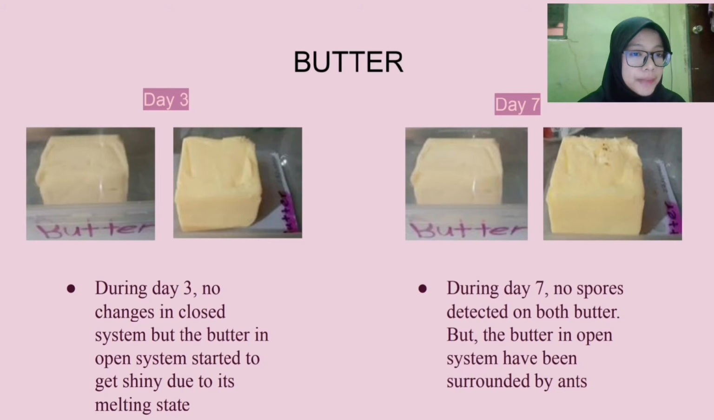So this is the butter sample on the third day and the 7th day. During day 3, there is no change in the closed system, but the butter in the open system started to get shiny due to its melty state. During day 7, no spores detected on both butters, but the butter in the open system has been surrounded by ants.